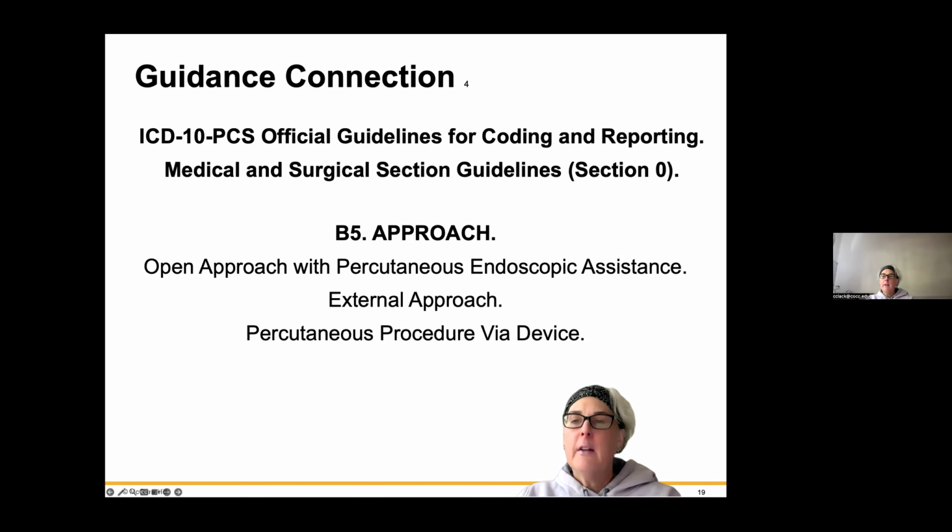Percutaneous procedure via device, this is when access is through an existing device, for example, working through a catheter or a tube, and you need to confirm the correct approach. The bottom line is, if you're torn between two approaches, go to B5 and let the guidelines help you decide.